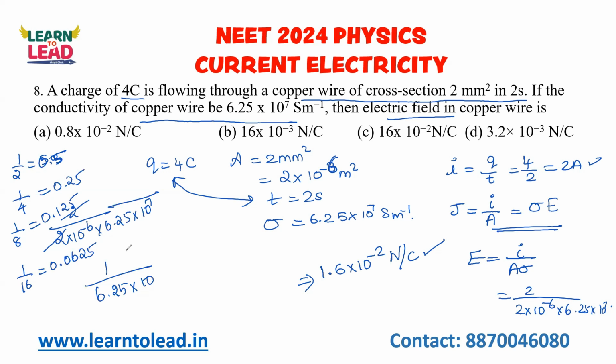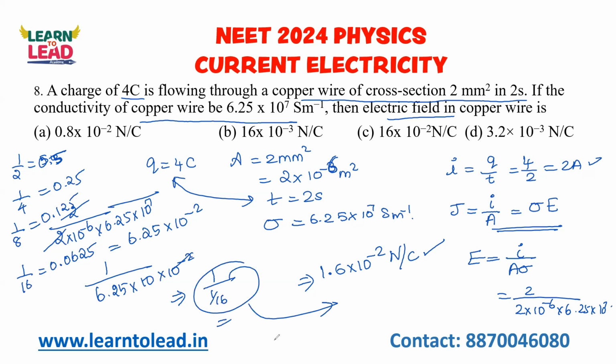See, 0.0625 you can write as 6.25 into 10 to the power minus 2, just adding 10 power minus 2. So from this, for 6.25, 1 by 16 is the same. You solve this, and you will get 1.6 into 10 to the power minus 2 Newton per coulomb as your answer.